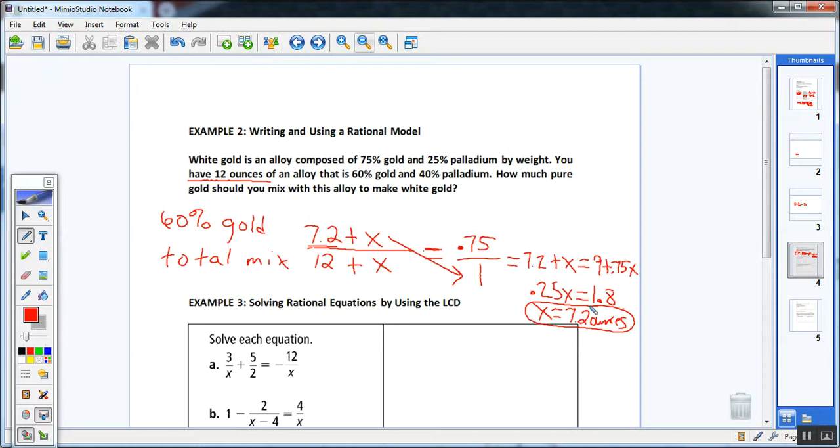So when we added 7.2 ounces, this alloy compound became what? White gold, because 75% of it was pure gold, okay? And your ring or whatever you're going to make out of it just got twice as expensive.